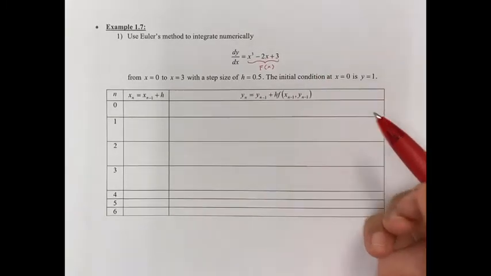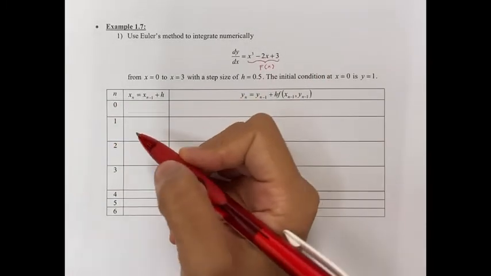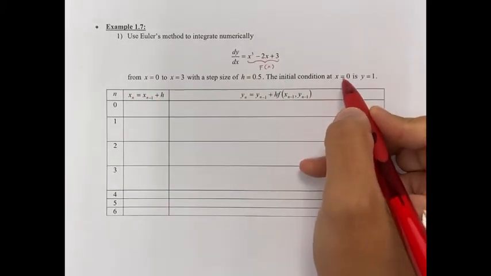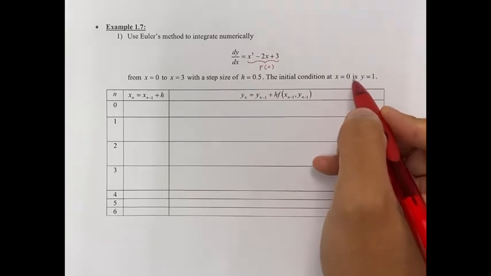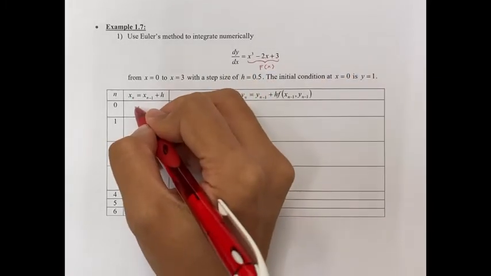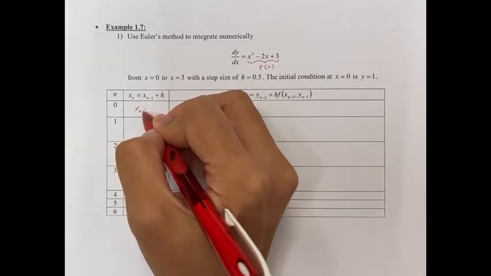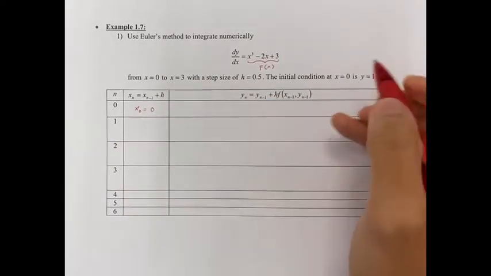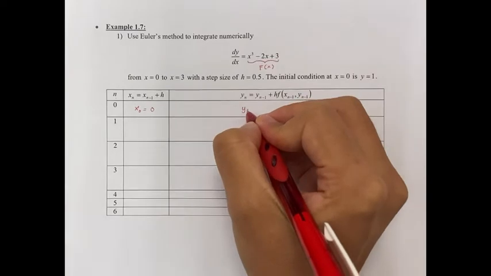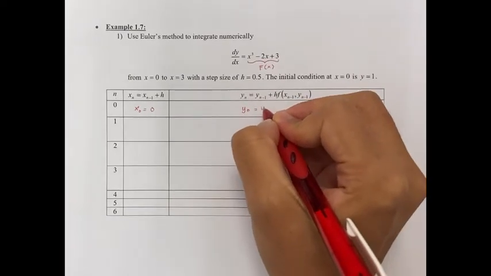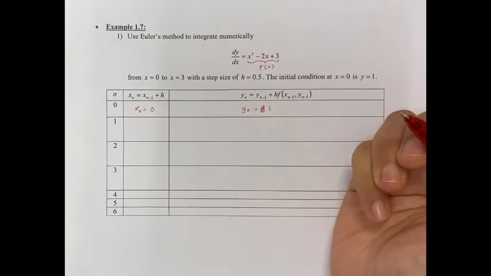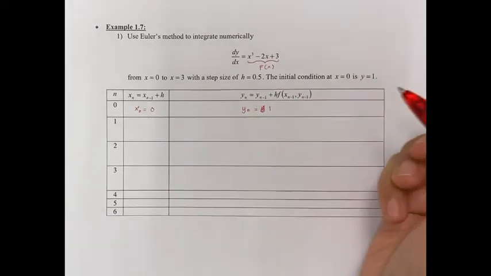First we start with n equal to 0. For n equal to 0, use your initial condition given. So when x0 is equal to 0, then you have y equal to 1, so y0 is equal to 1. That's it, just substitute the initial condition.